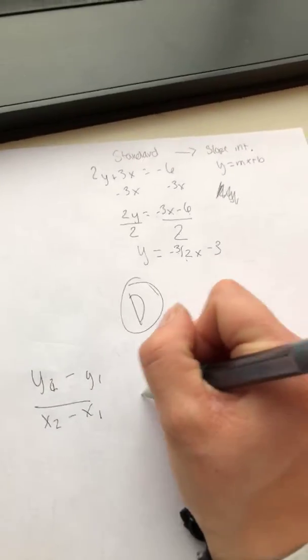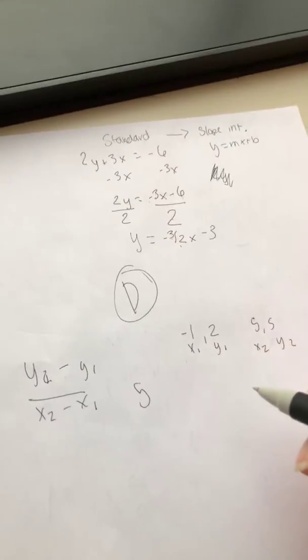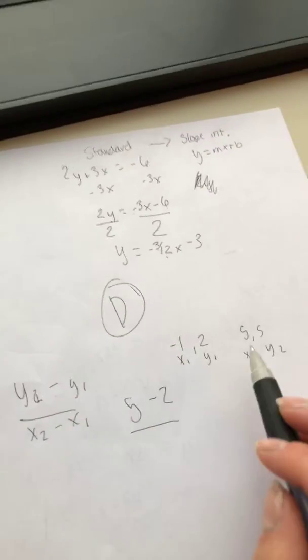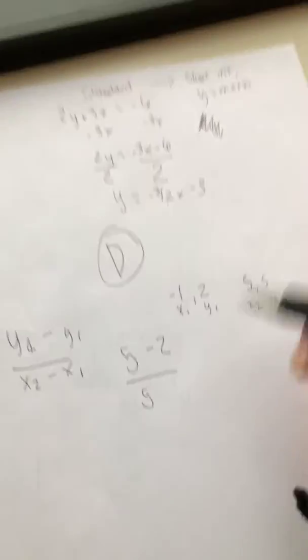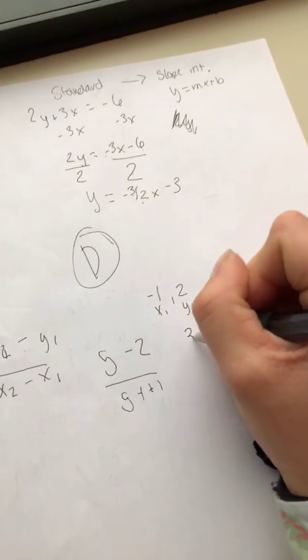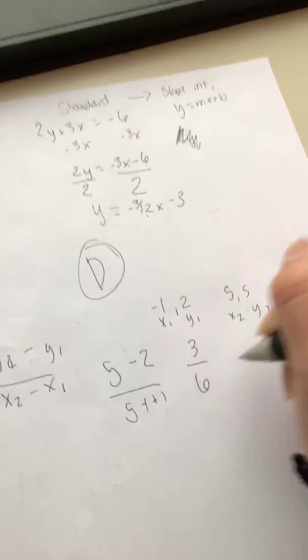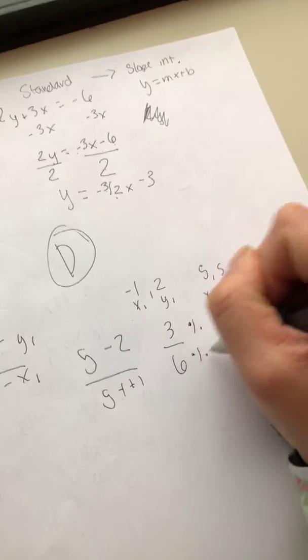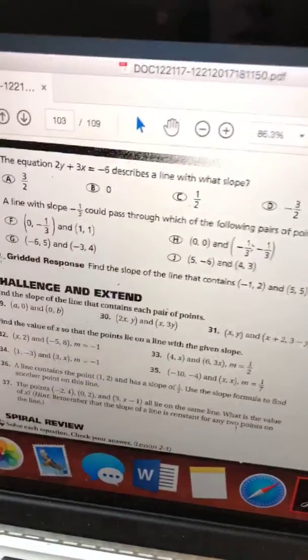My y2 is 5. 5 minus my y1 is 2. My x2 is 5. My x1 is negative 1. 5 minus negative 1. 5 minus 2 is 3. 5 plus 1 is 6. 3 over 6. If I divide that by 3, because I know that I can simplify it, it equals 1/2. So the slope of the line that contains those 2 points is 1/2.